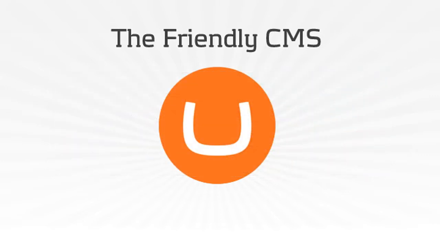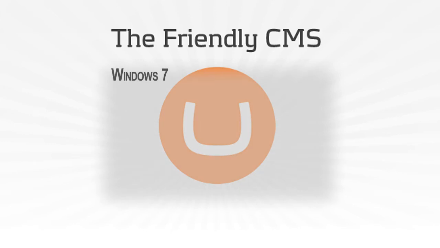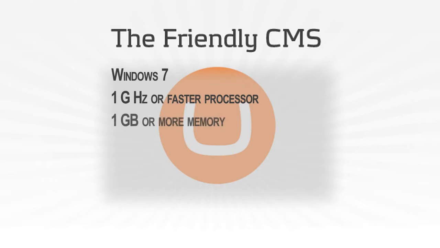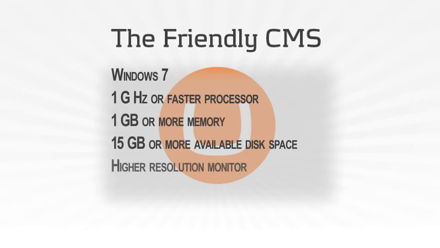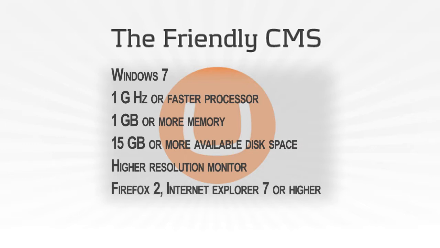The recommended hardware for Umbraco installation are Windows 7, 1 GHz or faster processor, 1 GB or more memory, 15 GB or more available disk space, higher resolution monitor, Firefox, Internet Explorer 7.